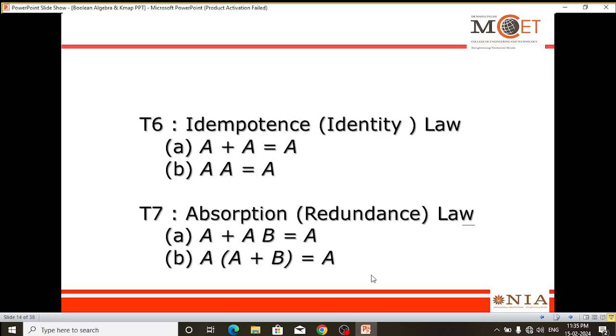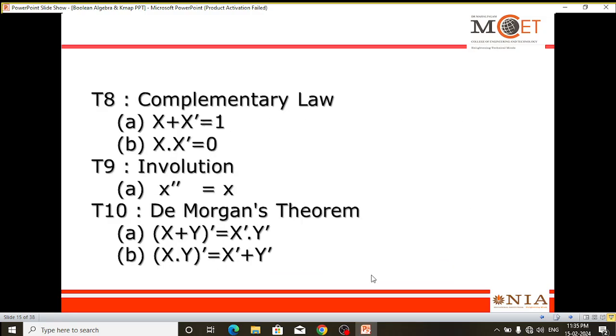Then the idempotence law: A plus A is equal to A, and A dot A is equal to A. In the absorption or reduction law, A plus AB is equal to A, and A dot (A plus B) is equal to A, which is the dual. The complementary law: x plus x dash is equal to 1, and x dot x dash is equal to 0.